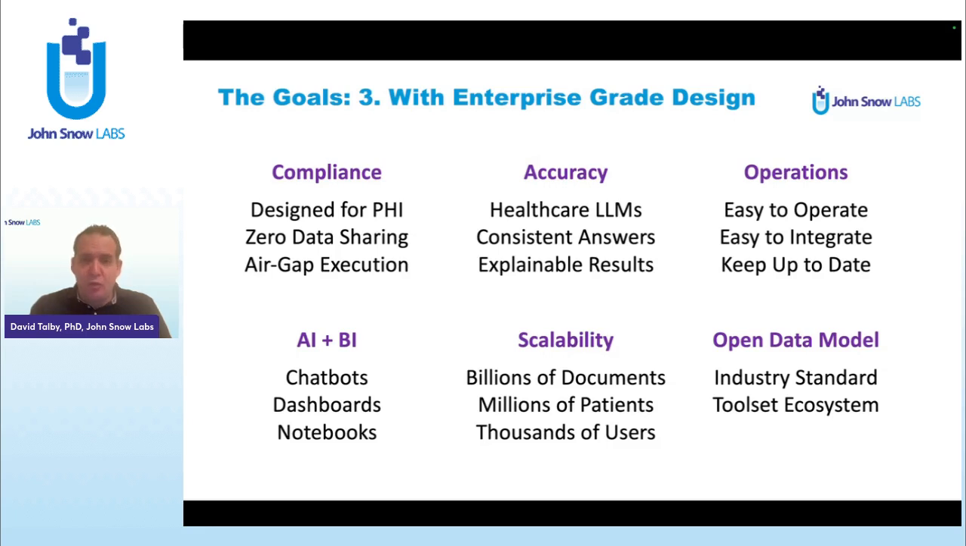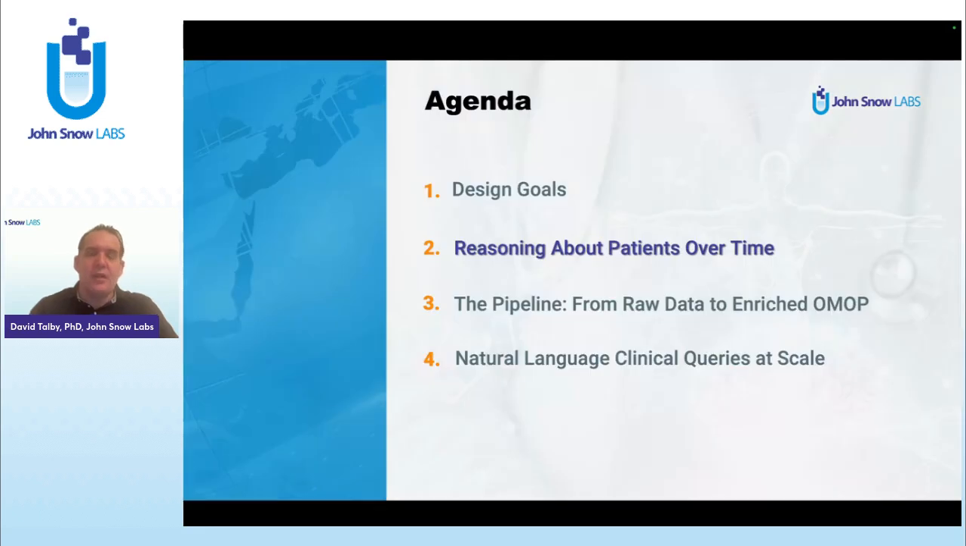We want to have high accuracy results, right? So just having state-of-the-art accuracy is important here. And with Johnson Labs, we use our own healthcare-specific LLMs. We want results to be consistent. So if I ask the same question twice, you'd better give me the same answer. And we want to be able to explain it. So those are the overall goals. And that's a system we're going to build.